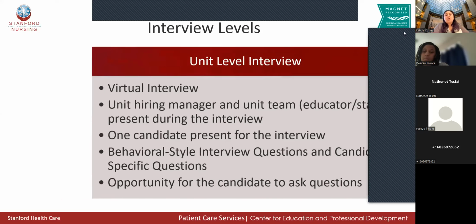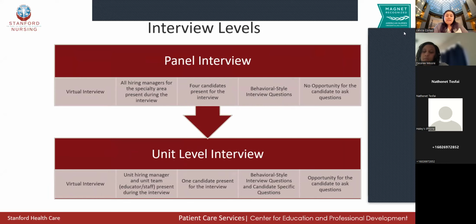Okay. So we'll just compare quickly here. We have panel interviews. The dates are starting on the 20th, and they go out to the 24th for the panel interviews. Then you move to the unit level interview, where you will be brought in and it'll be one candidate on the panel compared to 4.